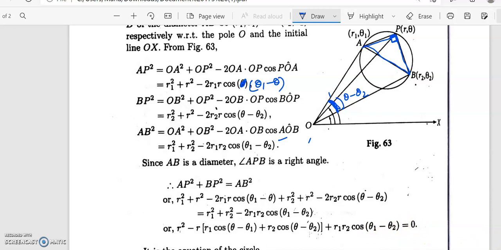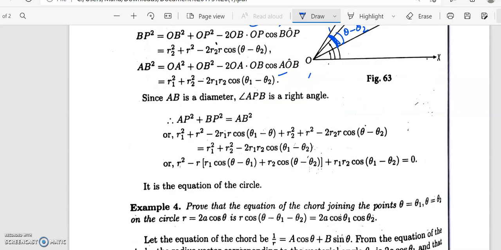So this is the equation involving r, theta, then r1, theta 1 and r2, theta 2. So this represents the equation of the circle. Now the next problem is to prove that the equation of the chord joining the points theta equal to theta 1, theta equal to theta 2 of the circle r equal to 2a cos theta is r cos(theta minus theta 1 minus theta 2) equal to 2a cos theta 1 cos theta 2.